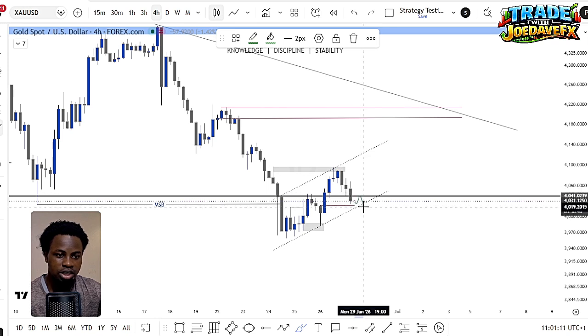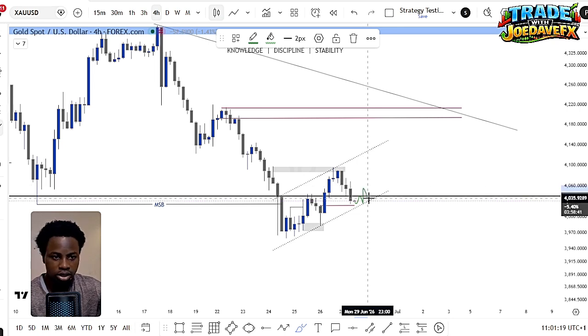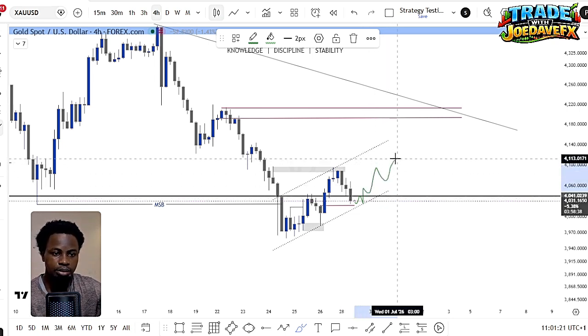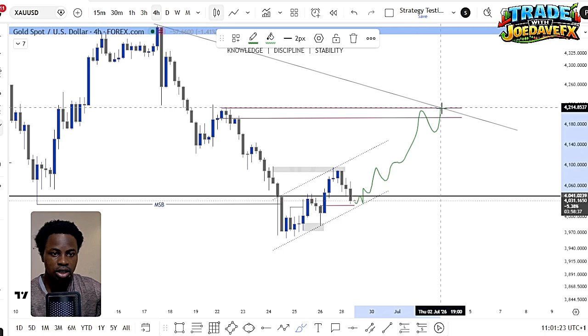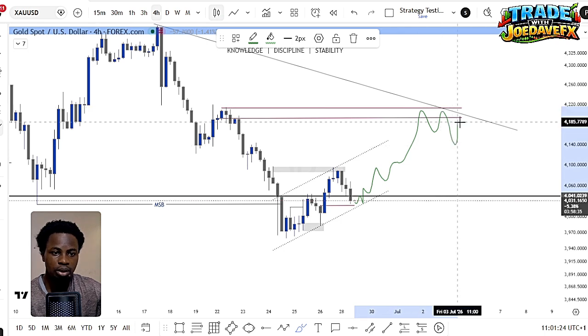So if you are consolidating here, what you want to do is wait for your lower time frame shift, maybe on the 15 minutes time frame. So once you get this, then you can go for a long opportunity. Price is going to pull back like this, then you can start buying from there, and probably price reaches here. We have the same pattern again, and then we start dumping from there.